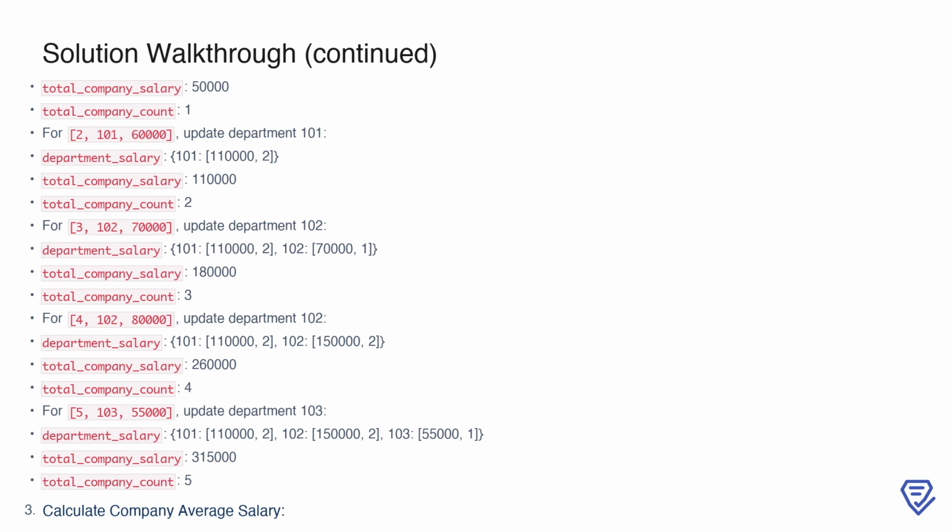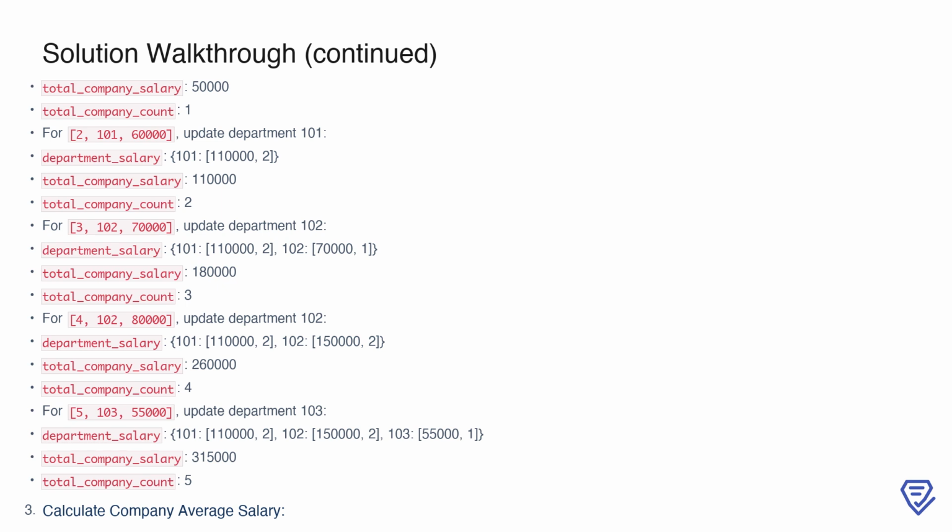As we continue processing the employee data, we move to the second record, 101, 60,000, where another employee in Department 101 earns a salary of 60,000. We update Department 101's total salary to 110,000 and its employee count to 2 in department_salary. The company's total salary increases to 110,000, and the employee count becomes 2. Next, 102, 70,000, an employee in Department 102 earns 70,000. We add Department 102 to department_salary, setting its total salary to 70,000 and its count to 1. The company's total salary grows to 180,000, and the count increases to 3.